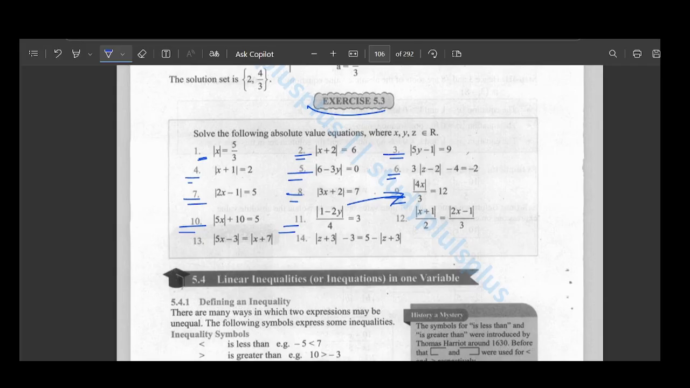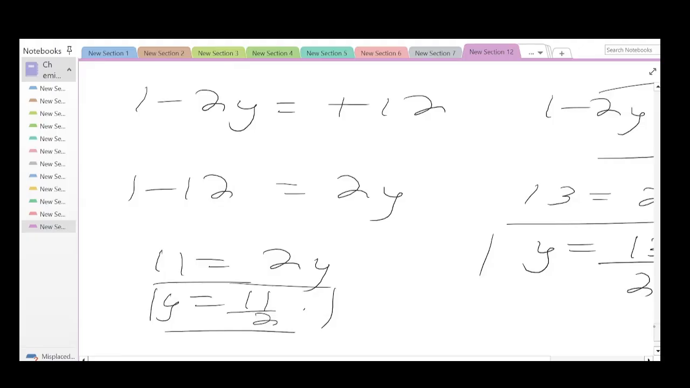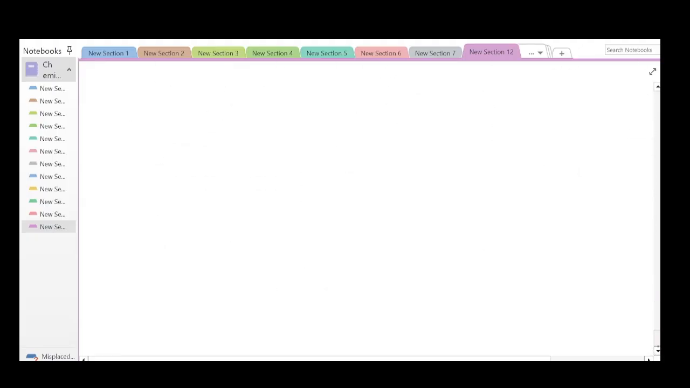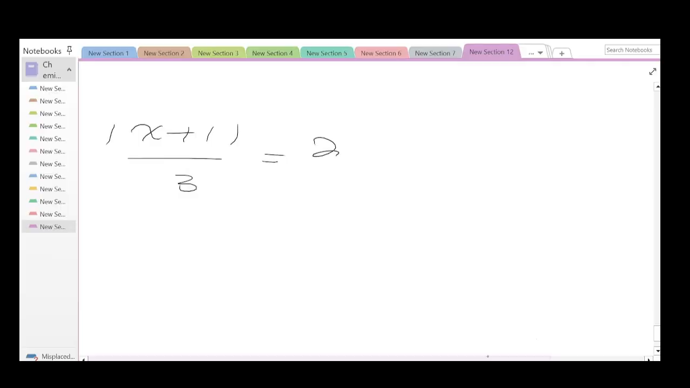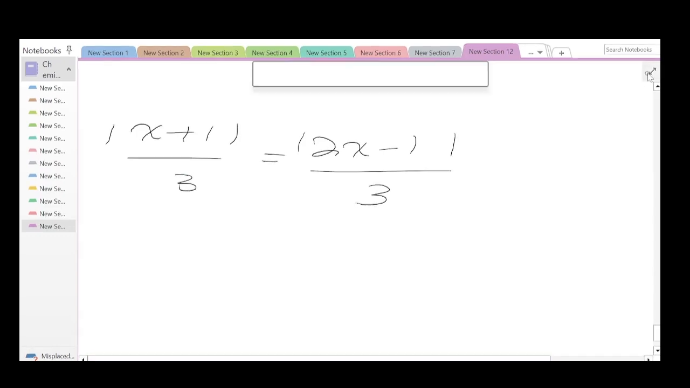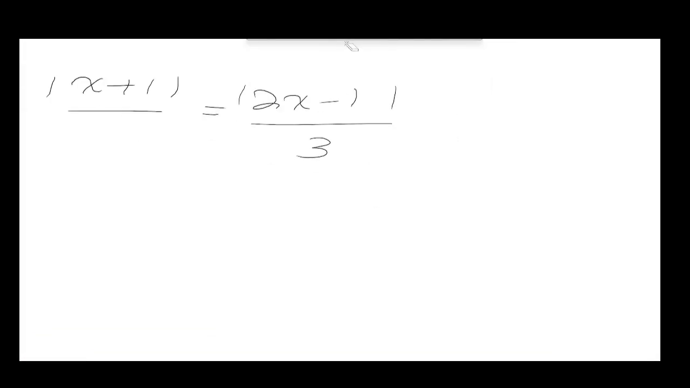Okay. So for question number 12, we have the absolute value of x plus 1, divided by 2, and that is equal to the absolute value of 2x minus 1, divided by 3. So let's solve these questions. So first we have x plus 1 inside the absolute value divided by 3, and this is equal to 2x minus 1 by 3. Okay, I think I made a mistake right here. This isn't 3, this is 2. Okay, now that is perfect.